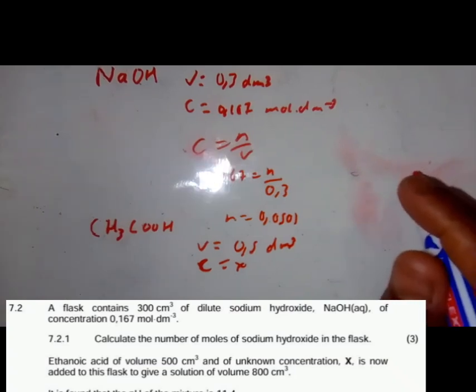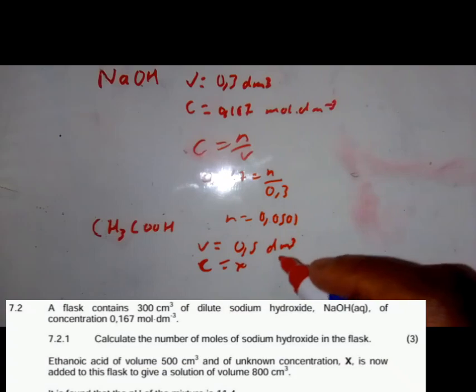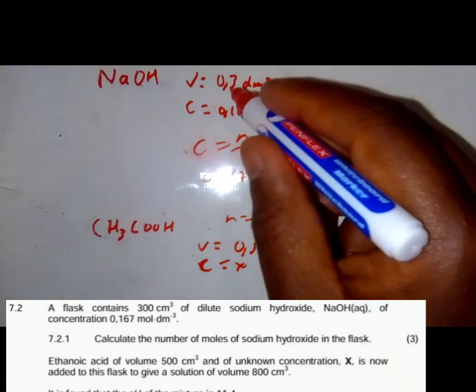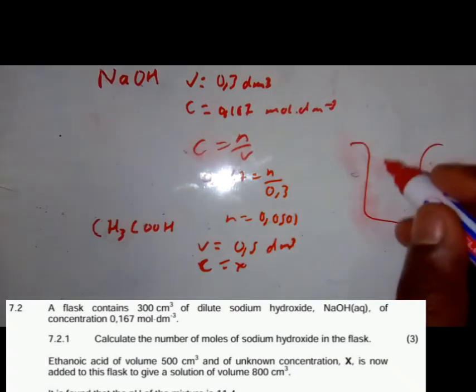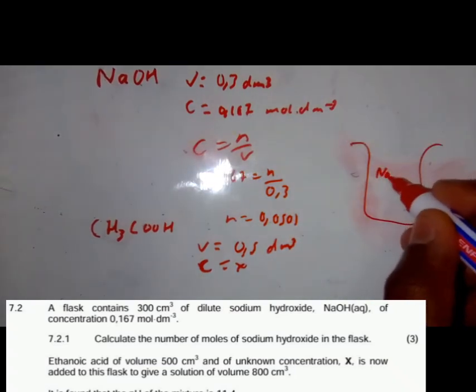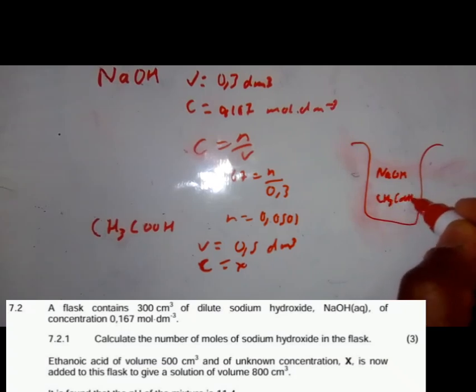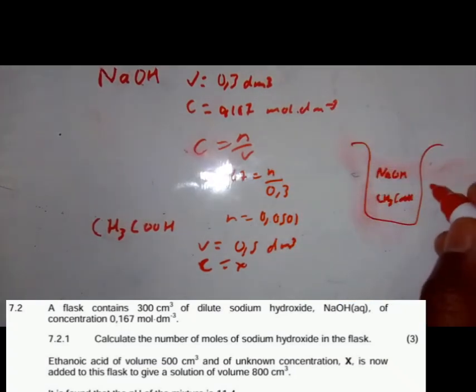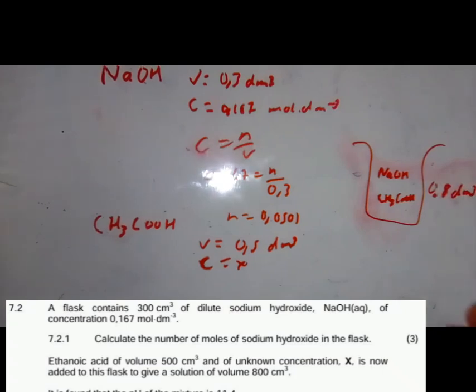They said it's added to the flask to give a volume of 800. Remember, this one is 0.5, this one is 0.3. They're added together in a bigger one so that they can react. So now we're going to have NaOH reacting with ethanoic acid. Together the volume is going to be 800 centimeter cube, which is 0.8 decimeter cube.